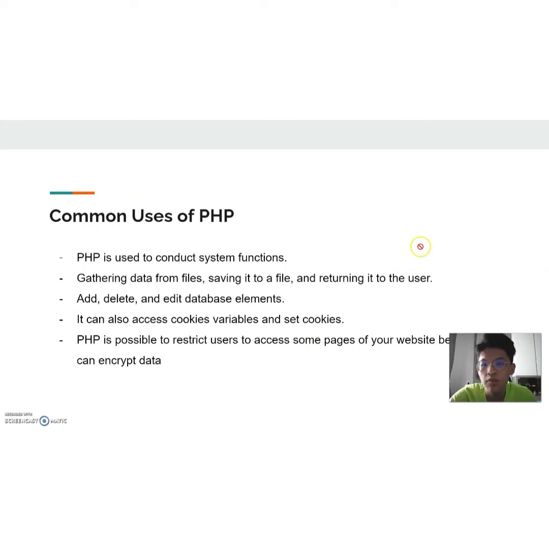The common uses of PHP. PHP is used to conduct system functions. It can be used for gathering data from files, saving it to a file, and returning it to the user. It can also be used to add, delete, and edit database elements, and also to access cookies, variables, and set cookies. PHP makes it possible to restrict users from accessing some pages of your website because it can encrypt data.